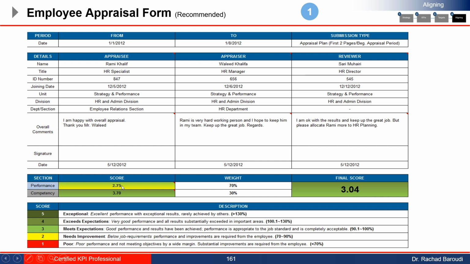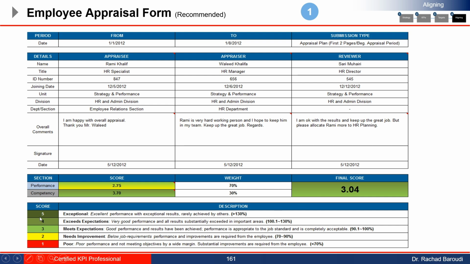So the score is 2.75 times 70, plus 3.7, he did really well on the competencies, times 30. The total of all these numbers will end up with a final score of 3.04. So this person met expectation. Met expectation is up to 100%, and because of this 0.4, he might be bumped to exceeded expectation in this case.